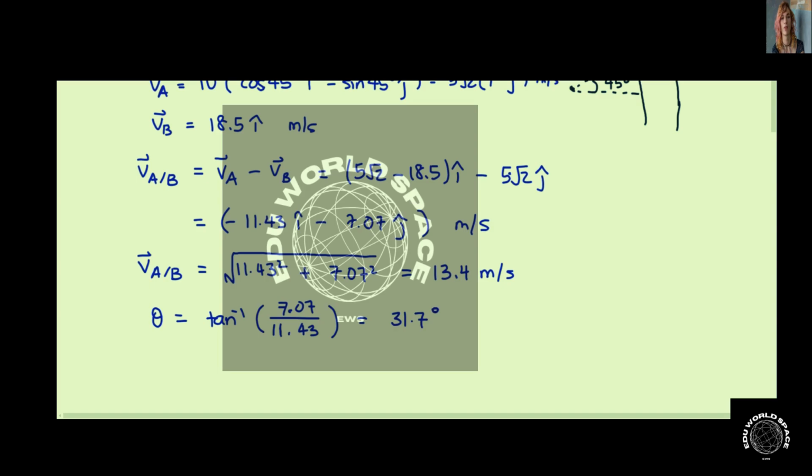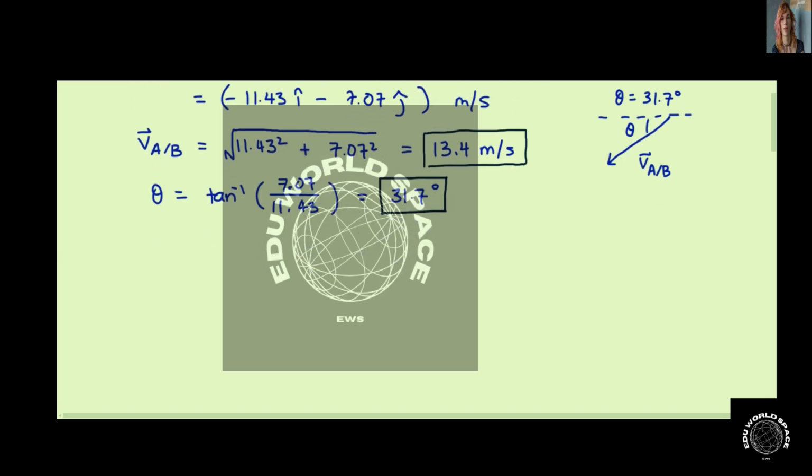So how do we visualize the 31.7 degrees? This is our velocity of A relative to B, and this angle theta is 31.7 degrees. This is the magnitude of the relative velocity, and this is the direction of the relative velocity. Next we will proceed to do the acceleration part.